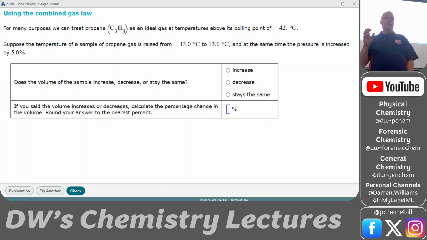Suppose the temperature of a sample of propane gas is raised from minus 13 C to plus 13 C. And at the same time, the pressure is increased by 5%. Well, that's kind of weird. It didn't tell us the pressure. It told us how much it increased. And it told us in percent. So we got to figure that out too. So these problems are fairly tricky. So go through the explanations and so on.